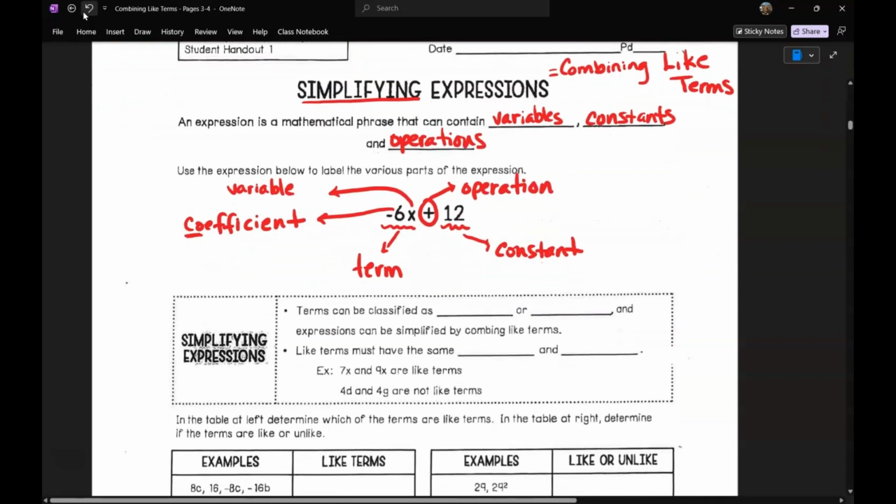All right. So when we simplify, we can only simplify things that are similar to each other. But we're going to have terms that are also not similar. We need to distinguish. So terms can be classified as like or unlike. And expressions can be simplified by combining the like terms, the ones that are similar. Like terms have to have the same variable. And that variable has to have the same exponent.